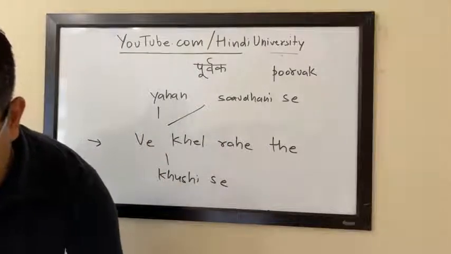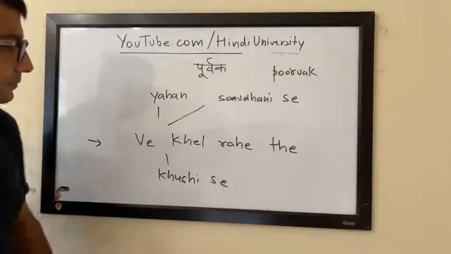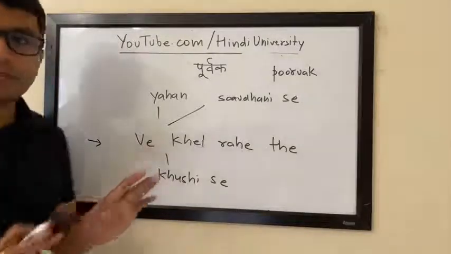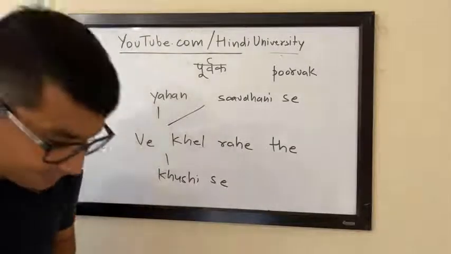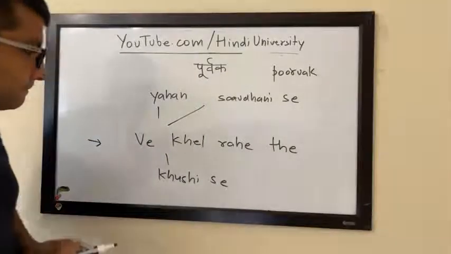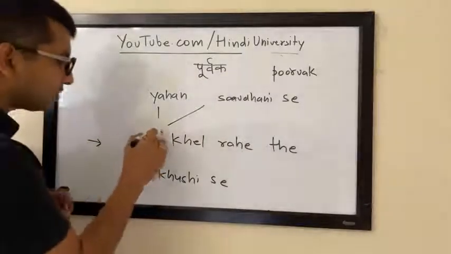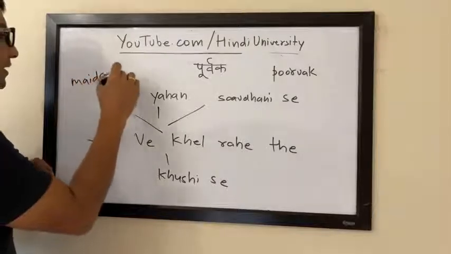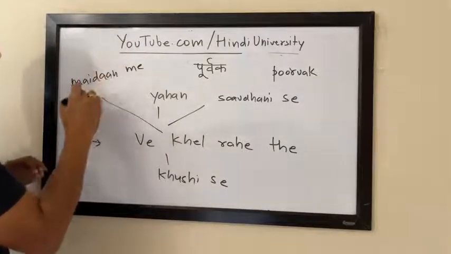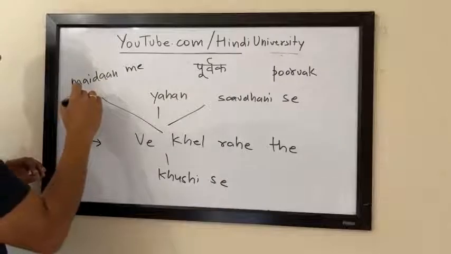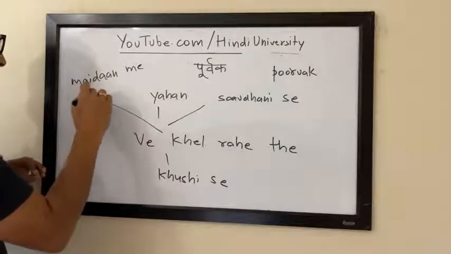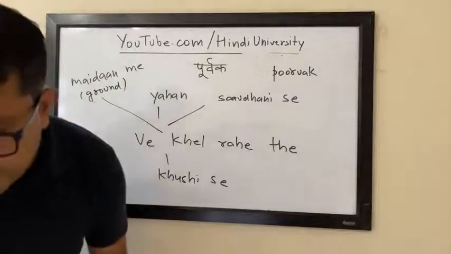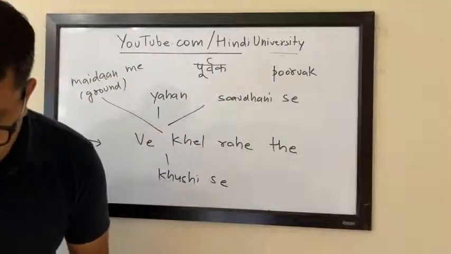Nandini ji. Any adverb. Right now it's वे खेल रहे थे. वे मैदान में खेल रहे थे. Okay, so you said मैदान में. It's a place. What is मैदान में? The ground, the playground. Okay, awesome. वे मैदान में खेल रहे थे. Awesome. Let's say Tisina ji.